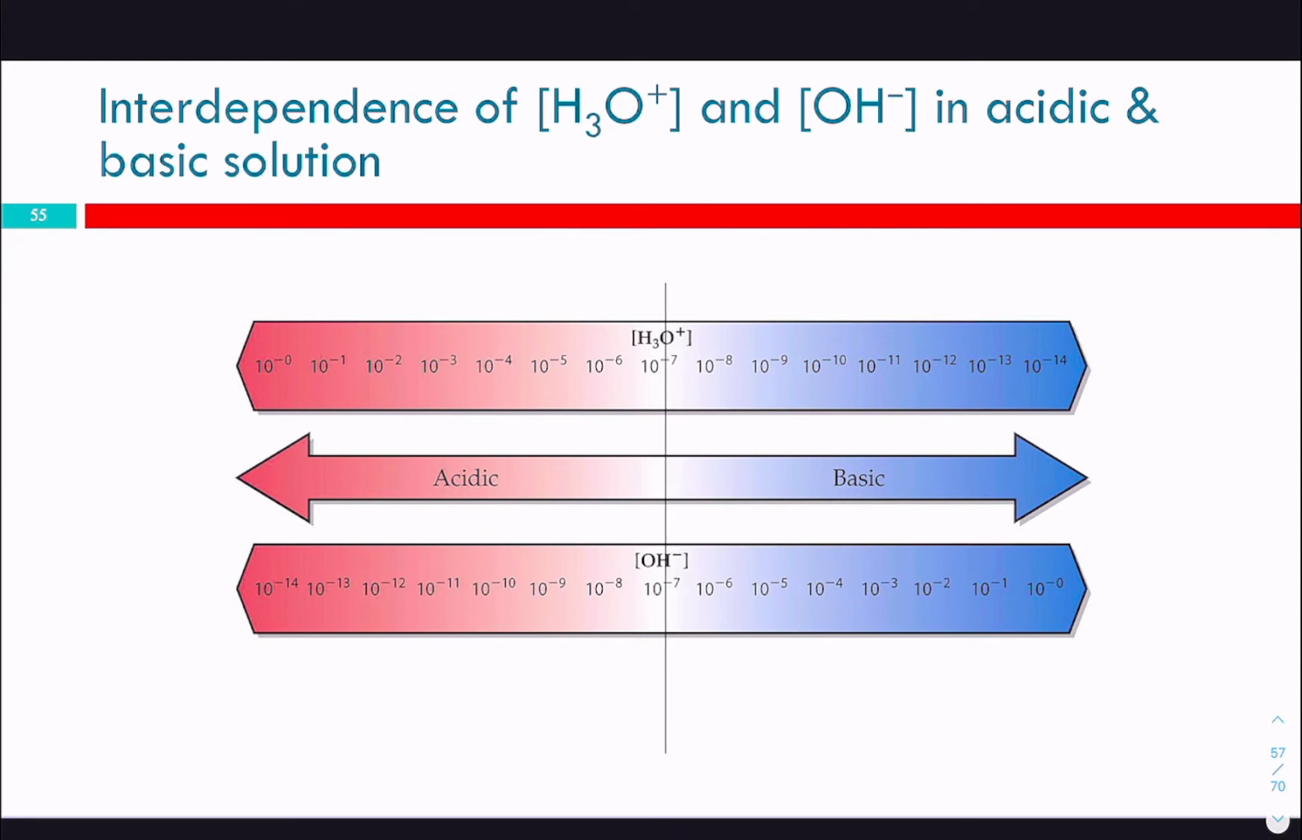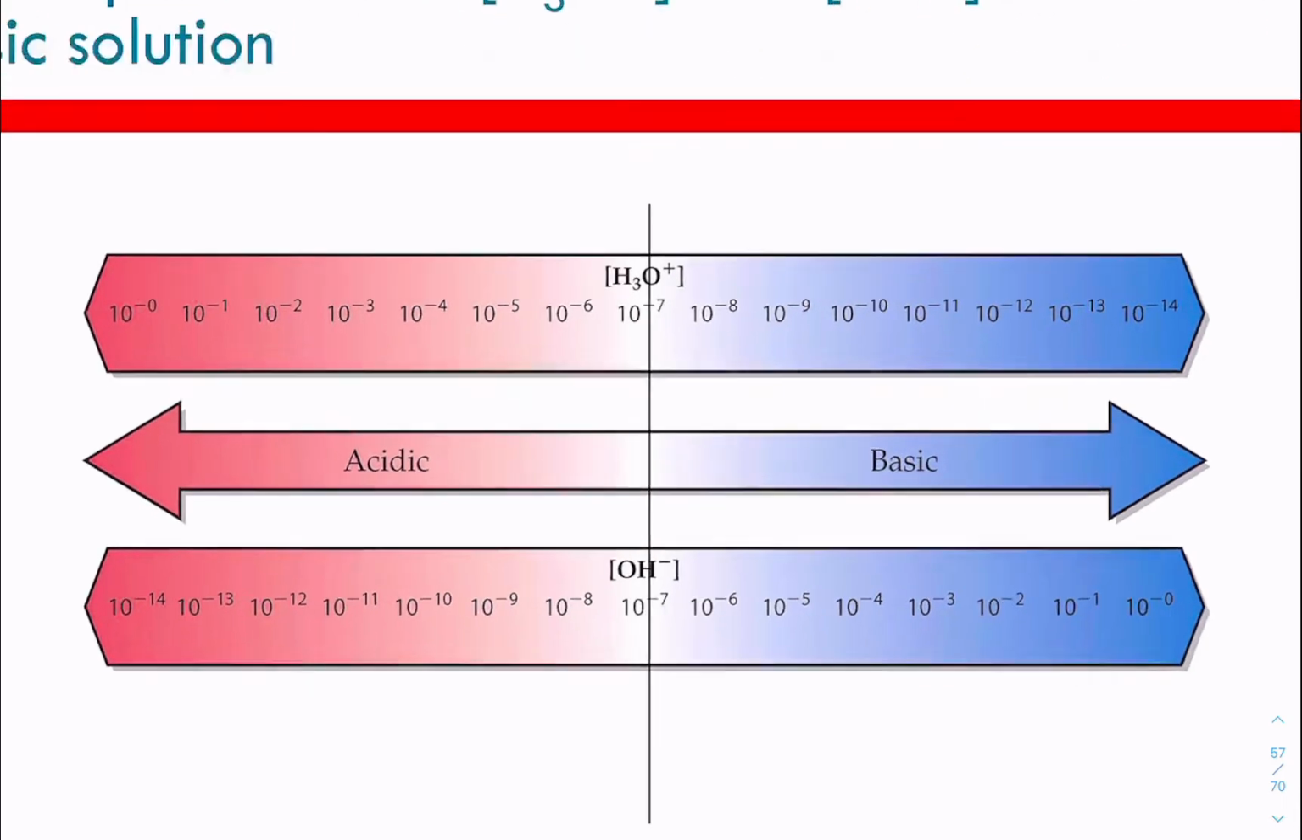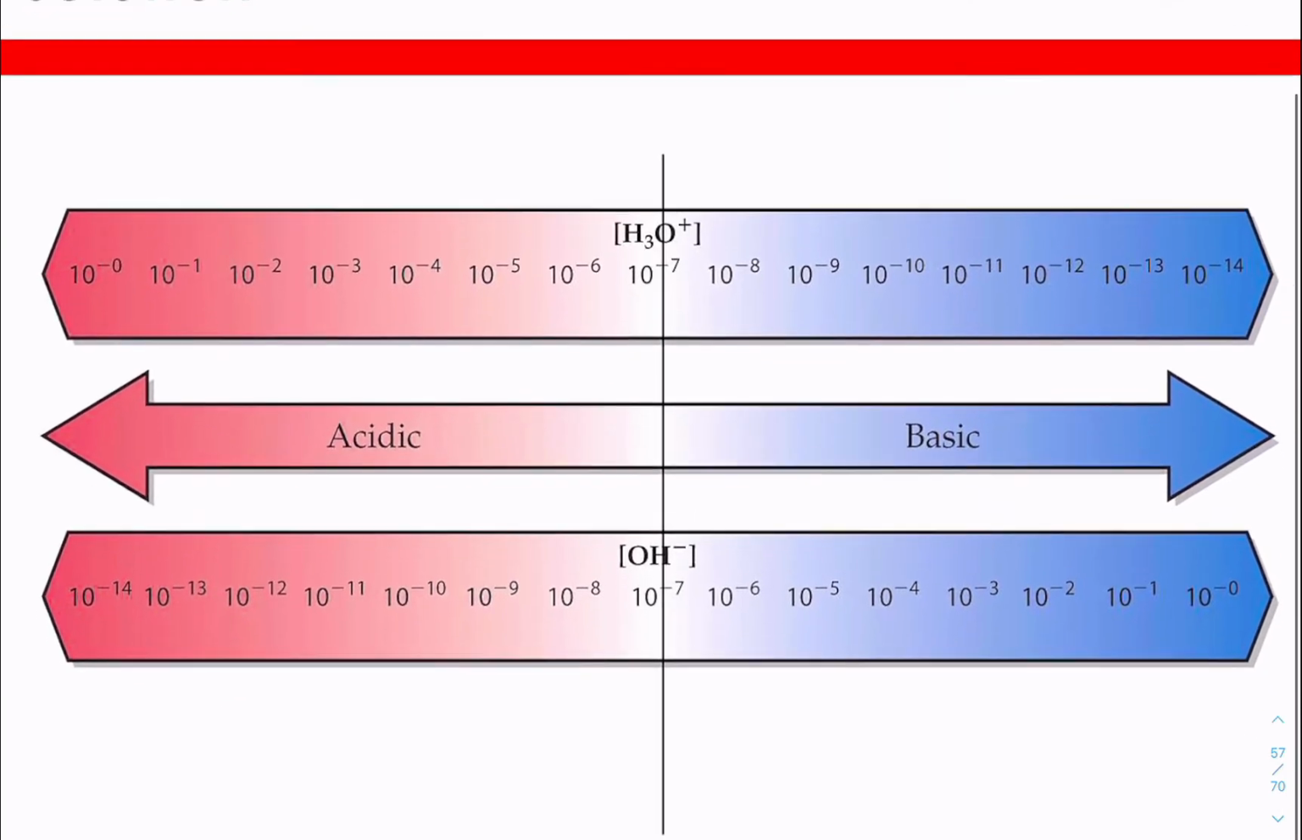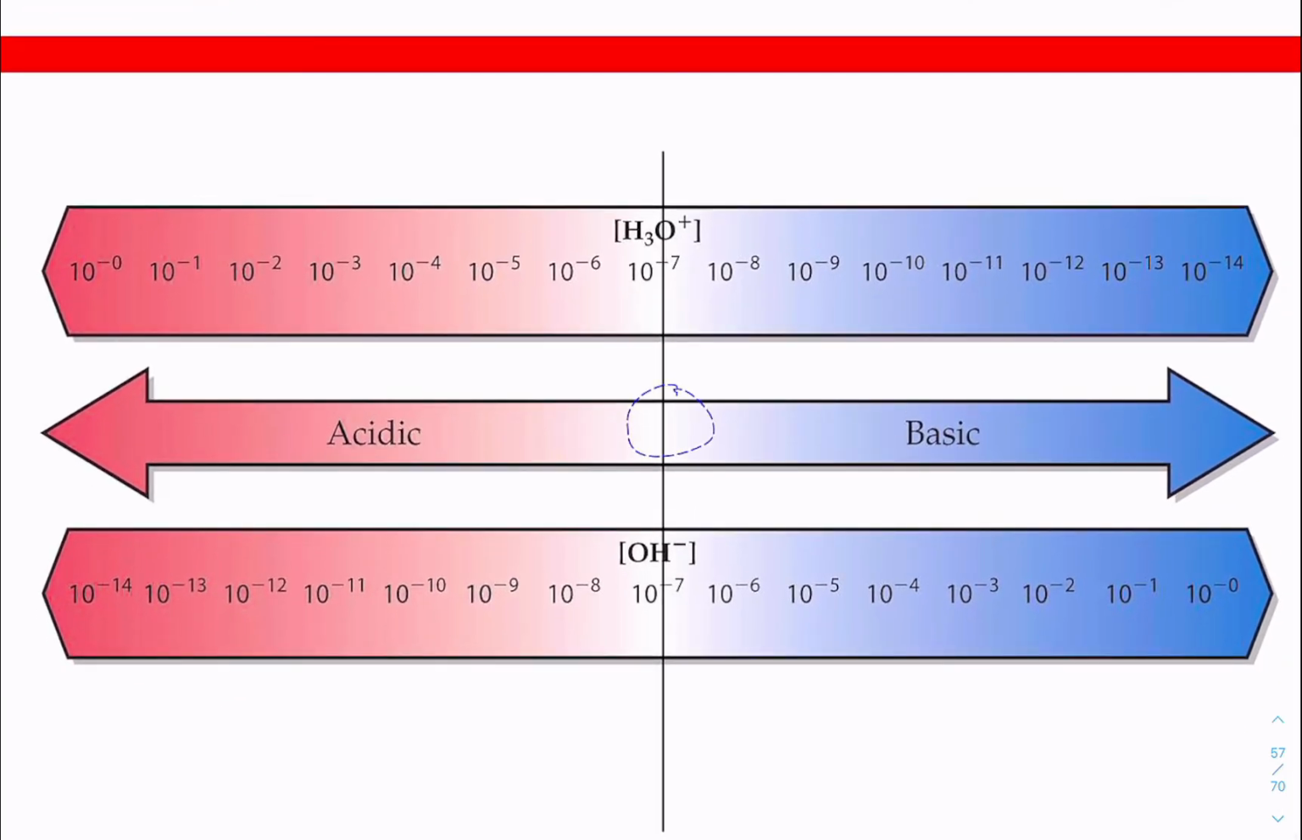So because they always multiply together to equal the same thing, there's an interdependence between these two concentrations. This is a scale where we've got the H3O plus concentration on top and the OH minus, or hydroxide concentration, on the bottom. And remember, the larger the negative exponent, the smaller the concentration, the smaller the number.